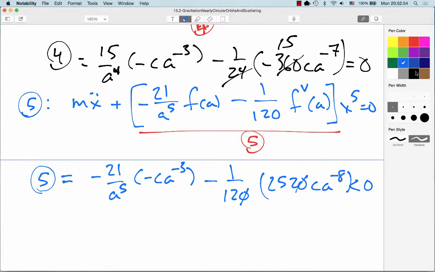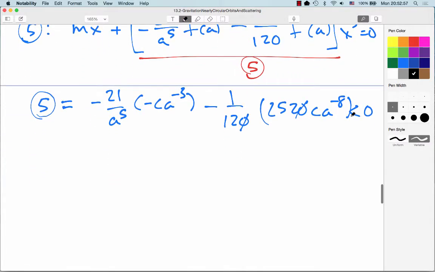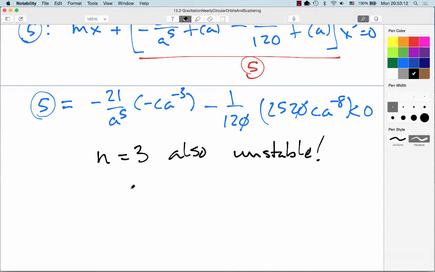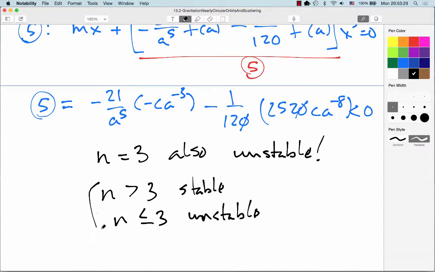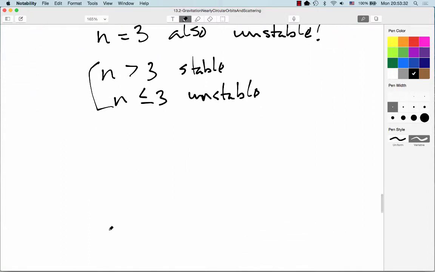Since it's less than 0, that means, and it's an odd term, that means that n equals 3 is also unstable. Whew. So now we can rewrite it as n strictly greater than 3 stable, n less than or equal to 3 unstable. So those are our stable orbits.